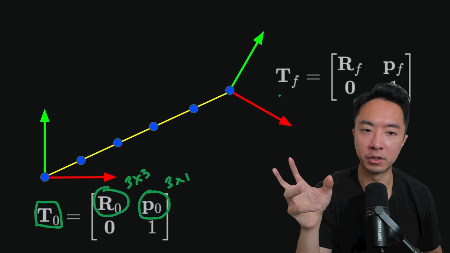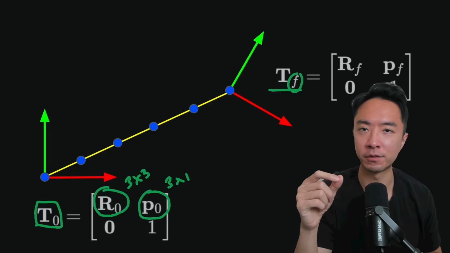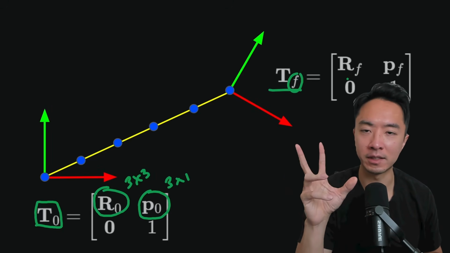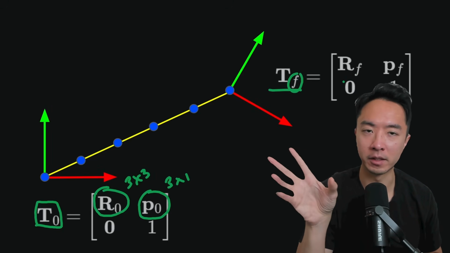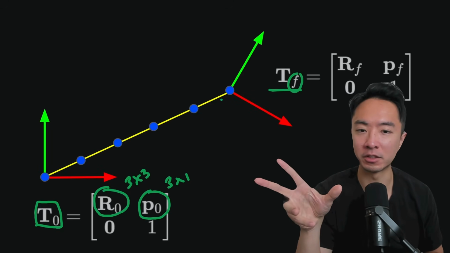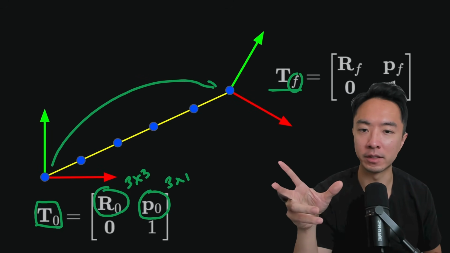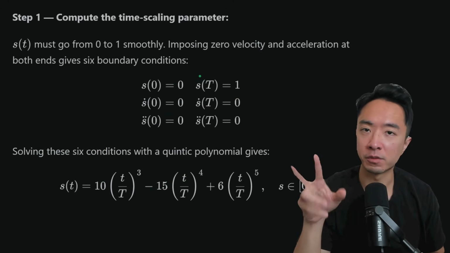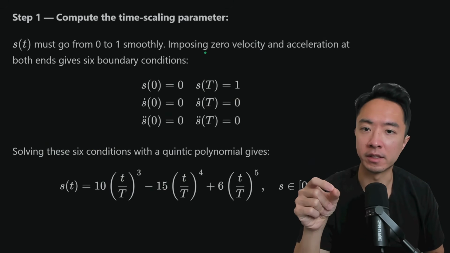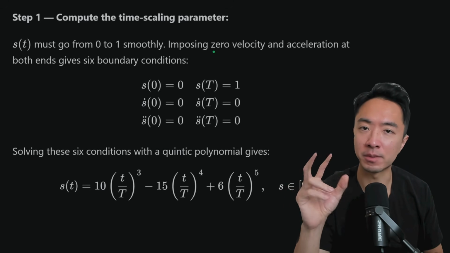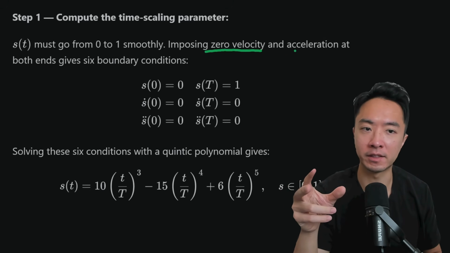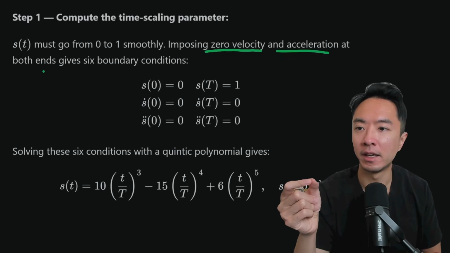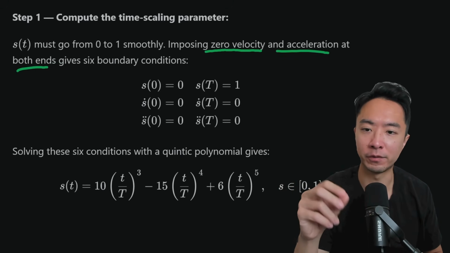So you have an initial and a final. This F here means final. So you want to see how to interpolate the position and orientation between these 2 points so that you can generate a smooth trajectory. Smoothness of the trajectory is guaranteed by imposing certain boundary conditions. Specifically, we want 0 velocity and acceleration at both ends, meaning the start and final position.